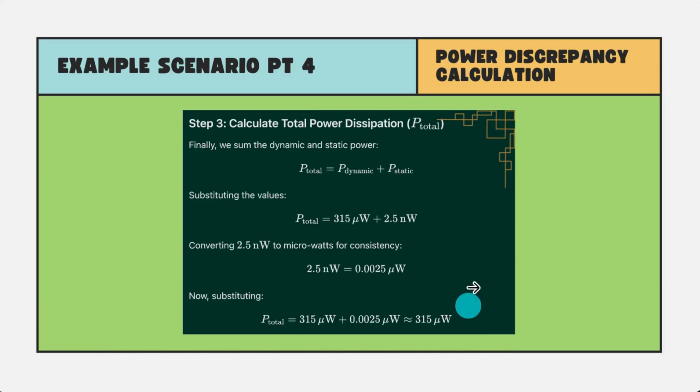And for the last part of the scenario, we just need to sum the dynamic power and static power, substituting the values of 315 microwatts and 2.5 nanowatts, which would result in an overall of 315 microwatts, which is very minuscule.